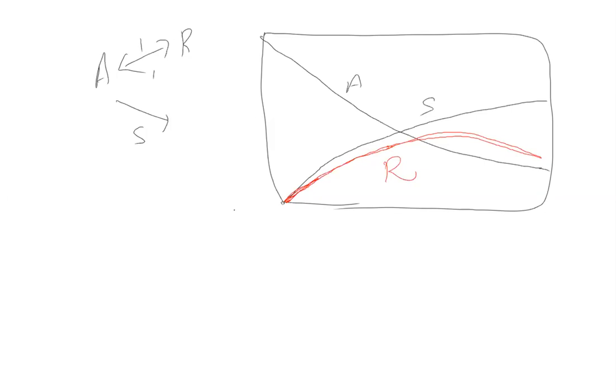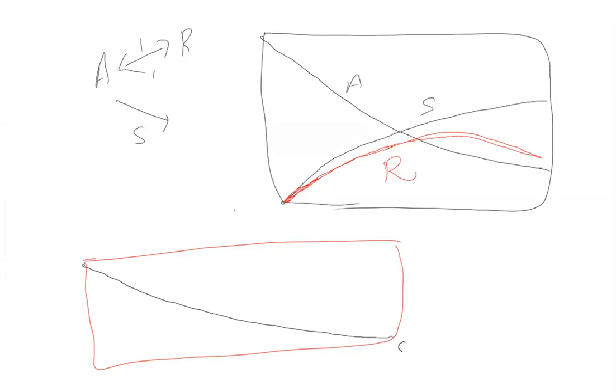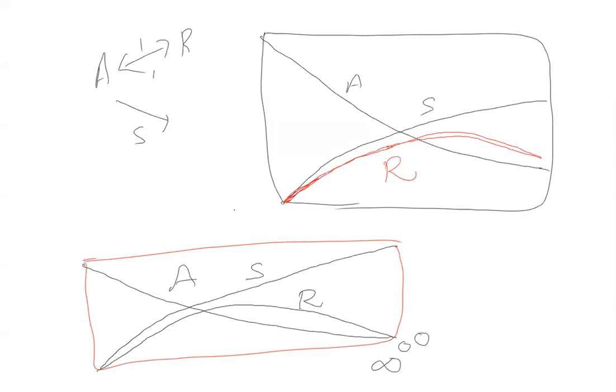So any doubts on this one? If you have completed this one, next. Suppose I wait for infinity time, then all A will become 0. R increases and then finally R also becomes 0. And all will become S. If you wait for infinity time, this is S, this is R, this is A.